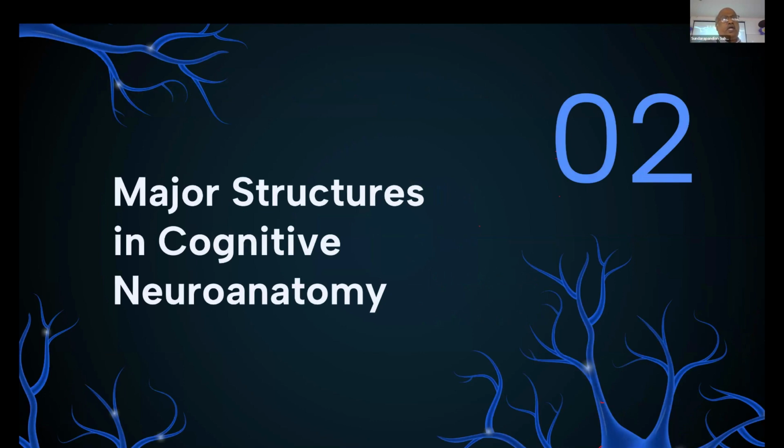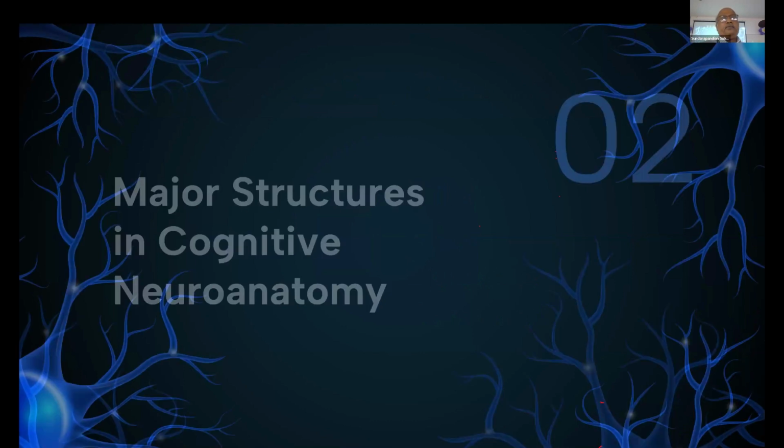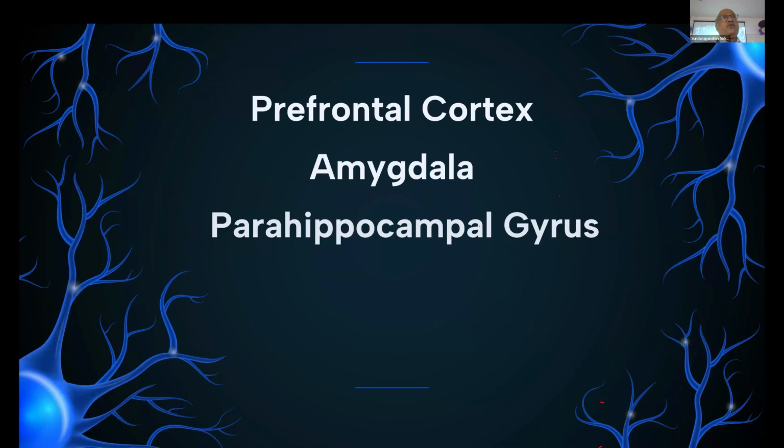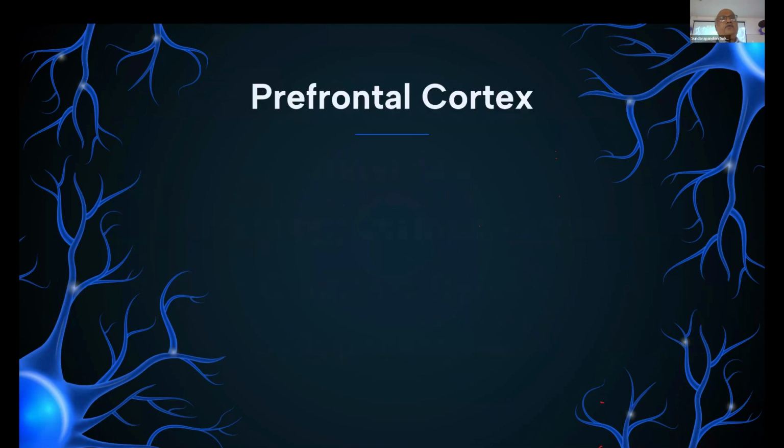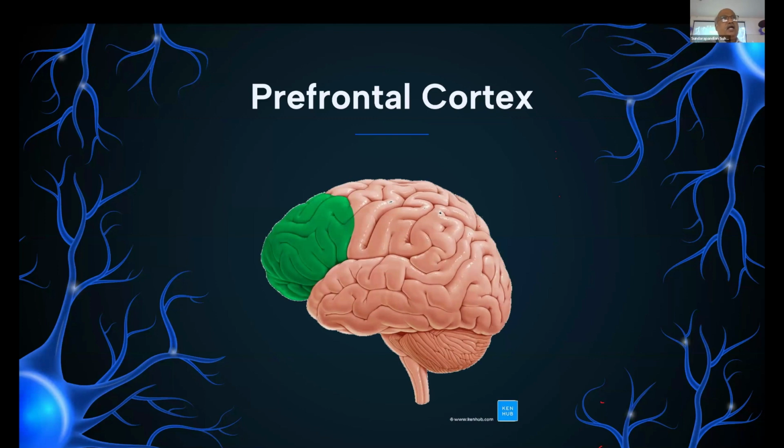The major structures involved in cognitive neuroanatomy are the prefrontal cortex, the amygdala, the parahippocampal gyrus, the cingulate gyrus, and the hippocampus. Of course, the last four are included in the limbic lobe also. Now the prefrontal cortex. In anatomy, of course, only your brainstem part is going on. Later on, you are going to see the cerebral hemisphere. What is pointed here is the prefrontal cortex.